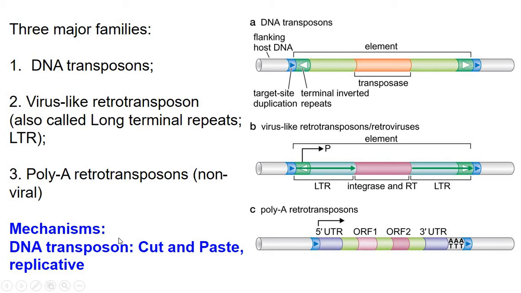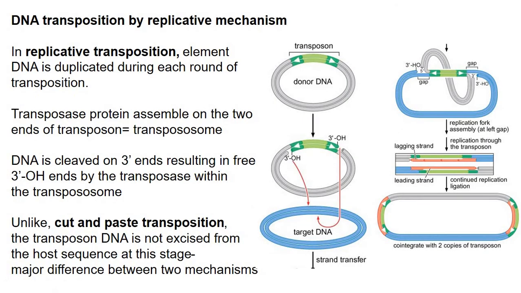In the previous lecture, we talked about the mechanism of transposition. There are two major mechanisms of transposition: cut and paste and replicative transposition. So we're talking about DNA transposons here. Cut and paste is common for all different types of transposable elements. And then today we will talk about replicative transposition as well.